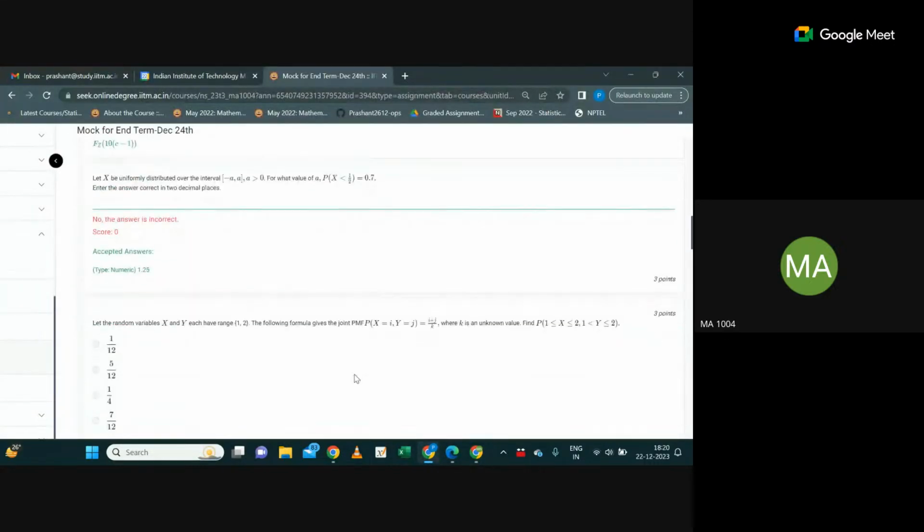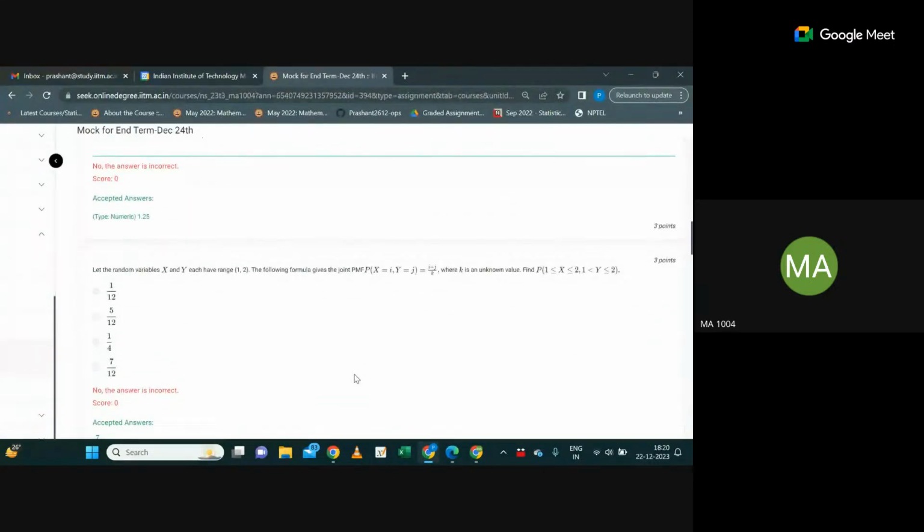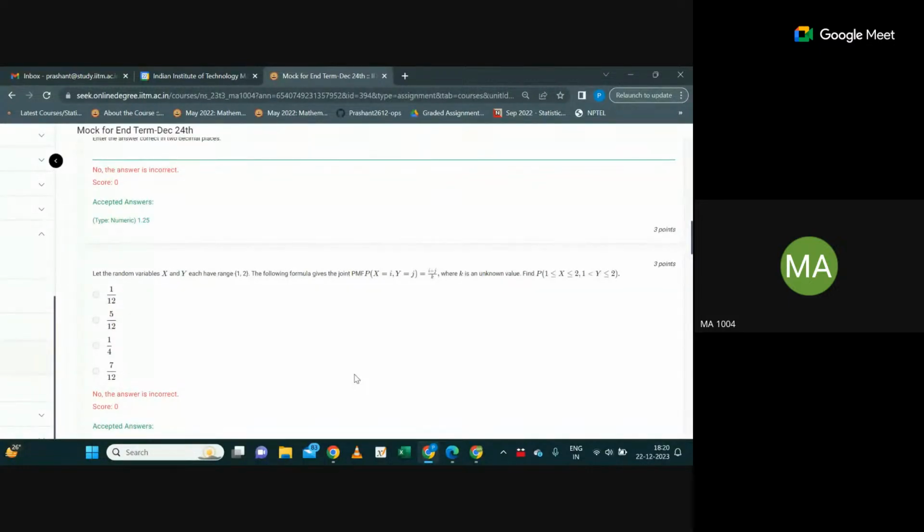Great. So let's move to question number 4. We have two random variables x and y, each with range 1, 2. The following formula gives the joint PMF: (i plus j) by k, where k is an unknown value, and we have to find the probability of 1 less or equal to x less or equal to 2, and 1 less than y less or equal to 2. Okay, fine.